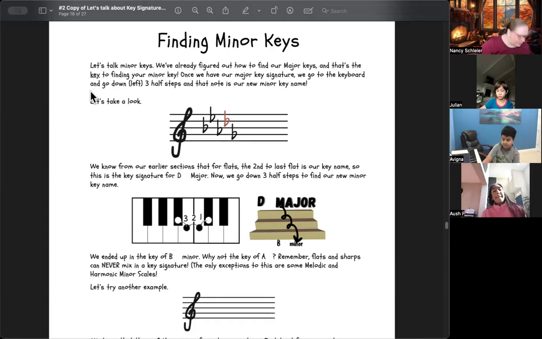Okay, so now that we know that, let's talk about how to go from major to minor. Now, we always have to find major first because we have the rules to find major. We don't have rules to find minor.